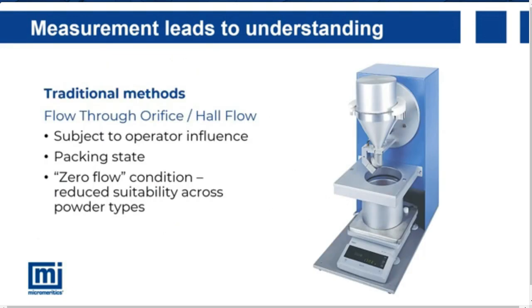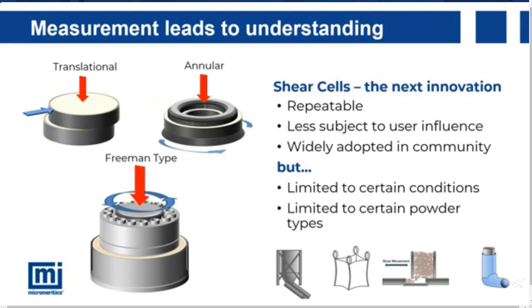Another method in frequent use is the flow through an orifice or Hall flow method. In this setup, powder is placed into a chamber and then allowed to flow through a funnel, and the rate of flow is measured. Once again, though, we see the same limitations. Variations in sample preparation and the resulting packing state lead to poor repeatability and reproducibility. Additionally, certain powders may not even flow at all, so this method may produce no results. More recently, efforts have been directed towards more rigorous measurement with solid underlying mathematical principles.